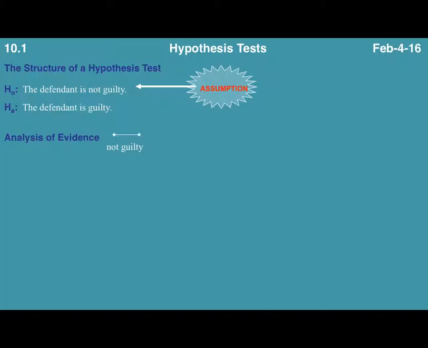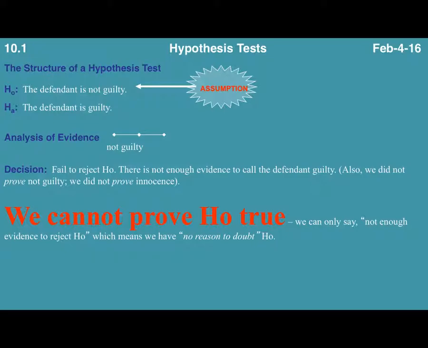Sometimes you're going to find some evidence that the defendant is guilty, but you're not going to find very much. There might be a little bit of evidence where you think, yeah, the person might have done this, but I'm not really convinced yet. In that case, you fail to reject the null. So I'm saying there's not enough evidence to believe the alternative.